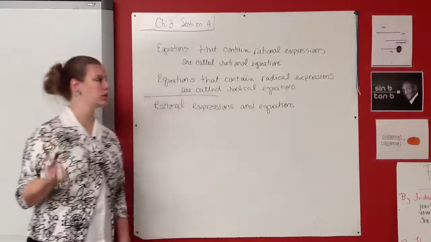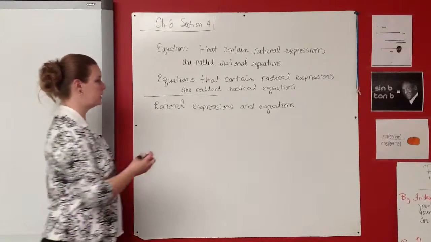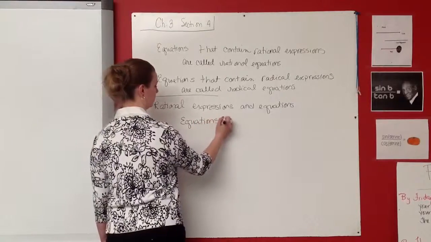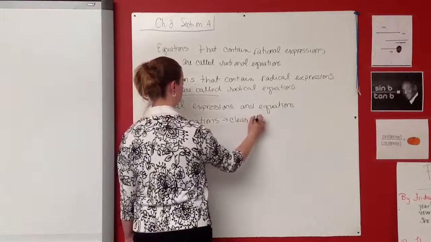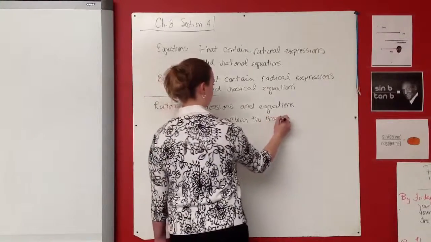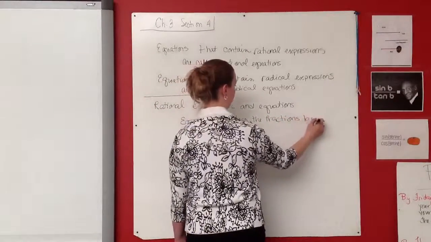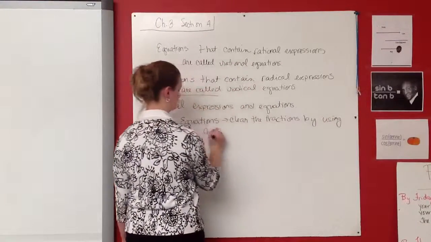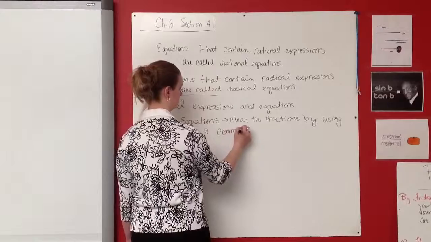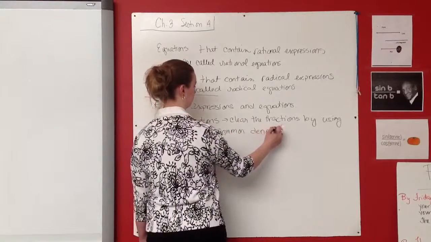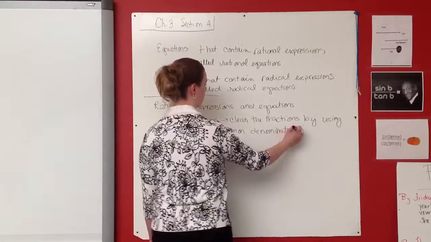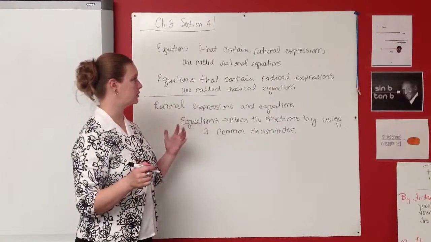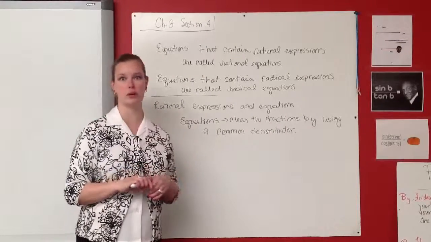Now, when you're working with rational equations, the idea is to clear the fractions. And you do this by using the common denominator. And once you get rid of the fractions by using that common denominator, it's actually pretty easy to simplify or to solve for the equation.